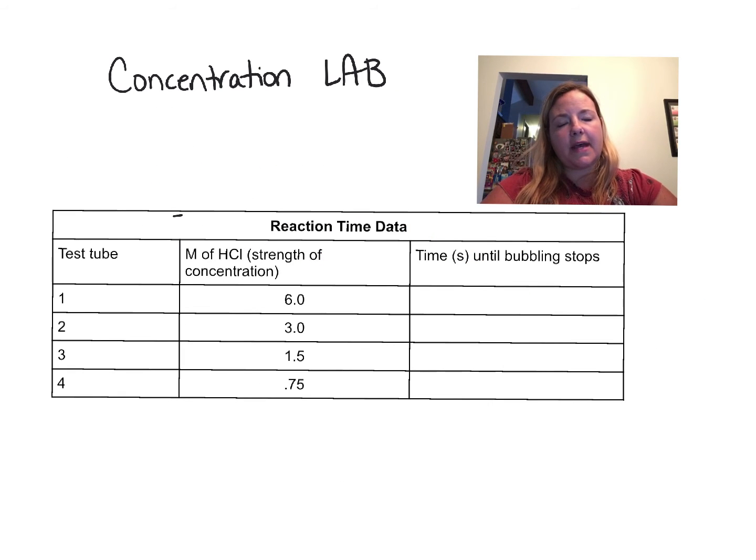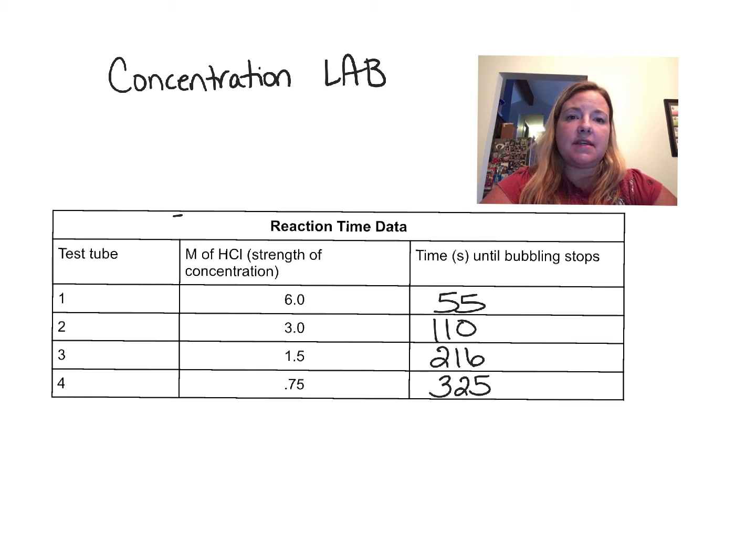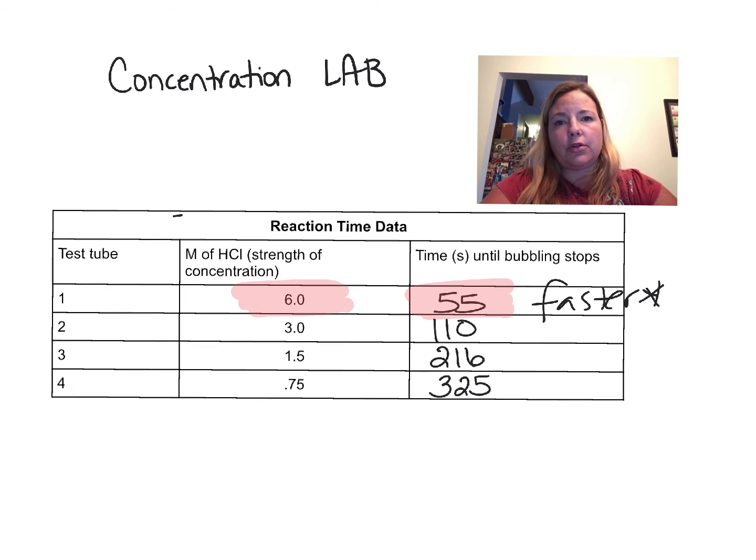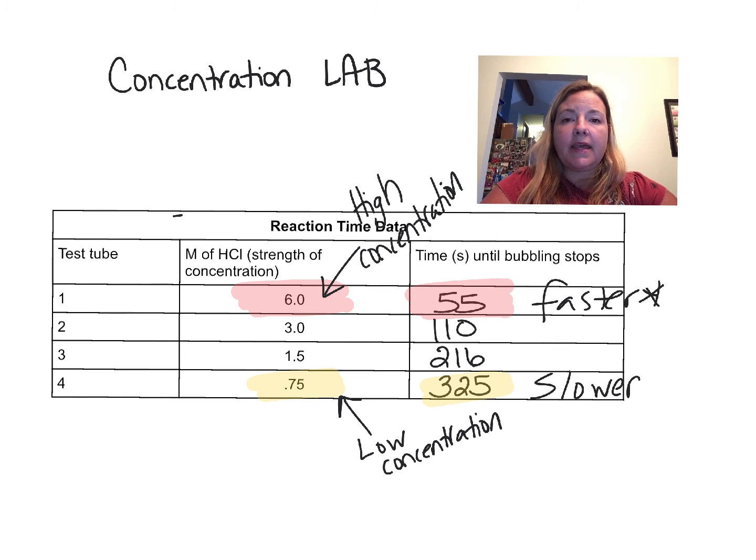Just like with our previous lab, you don't have to have the exact same data as mine, but you should see the same general trend. So in terms of our trend, we should be looking at our data and seeing that when we have a higher concentration of hydrochloric acid, the chemical reaction is going to happen faster. And when we have a lower concentration of hydrochloric acid, the chemical reaction is going to happen slower. Again, you don't need the same exact data, but you should see the same general trend.